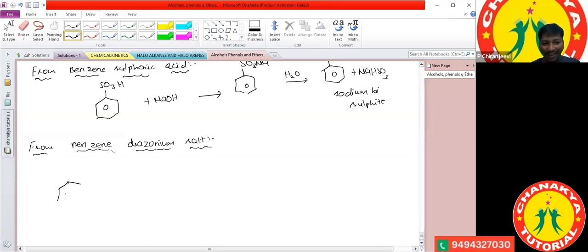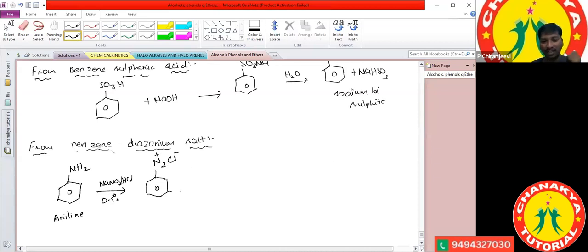Actually, in the Sandmeyer reaction, the reactant is aniline. What is meant by aniline? On a benzene ring, if there is an NH2 group, that we can call aniline. Aniline is treated with sodium nitrite, NaNO2, in the presence of HCl at 0 to 5 degrees centigrade. At 0 to 5 degrees centigrade, the amine functional group is converted into the diazonium. Diazonium means N2+ Cl-. So this we can call a benzene diazonium salt.